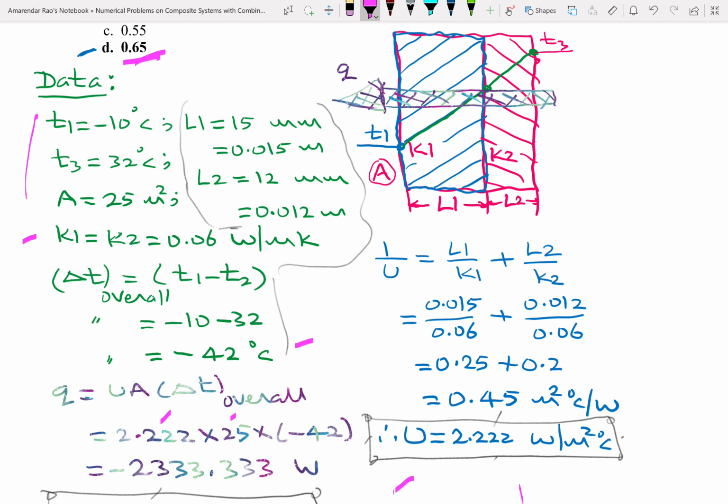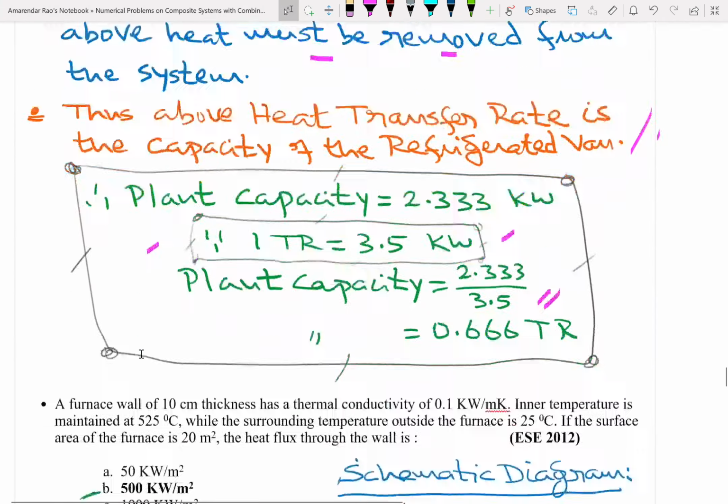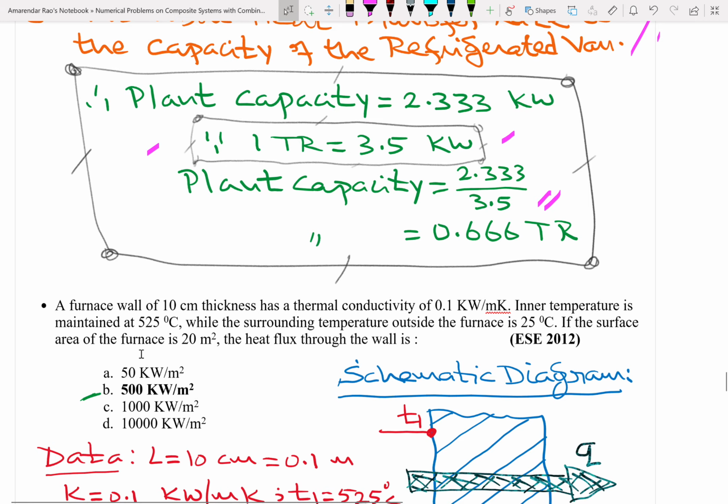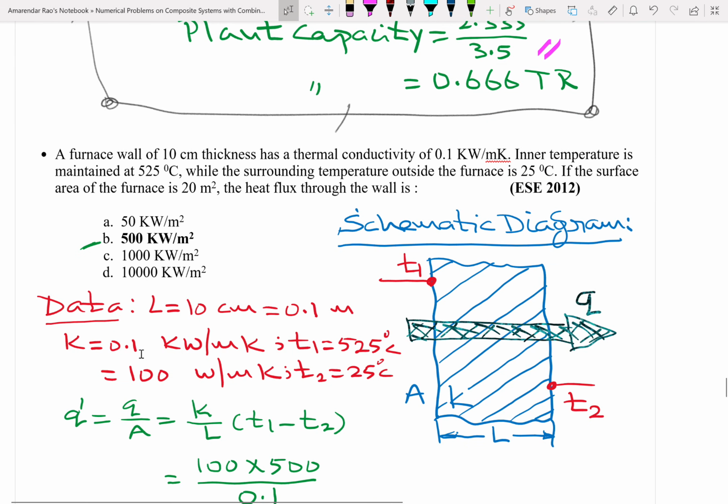So you need to have the basic idea of how the capacity of refrigerators and air conditioners is calculated and how they are specified. Then we look at another problem that appeared in Engineering Services 2012.